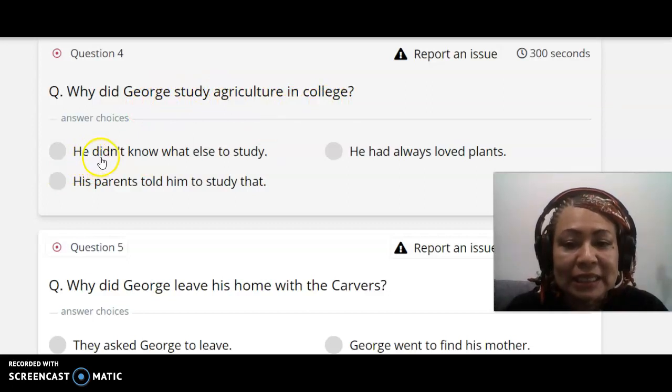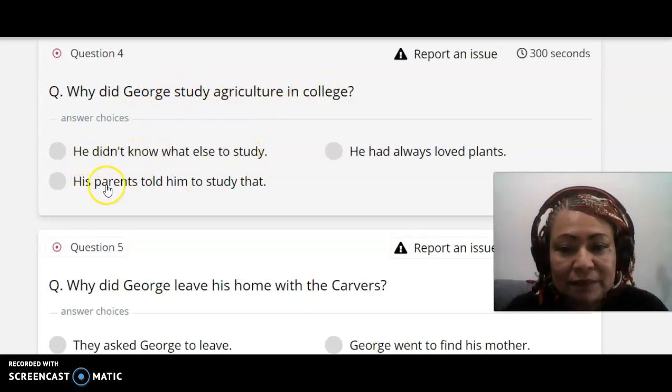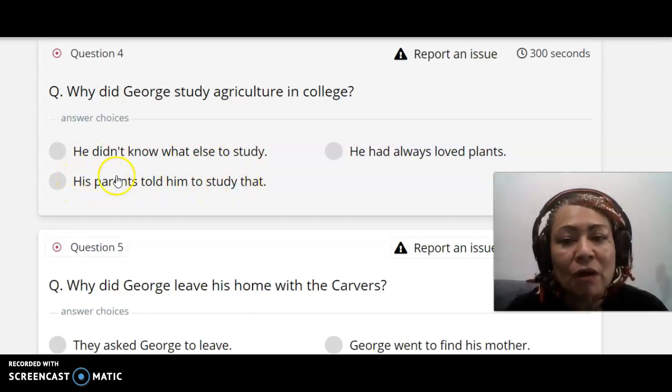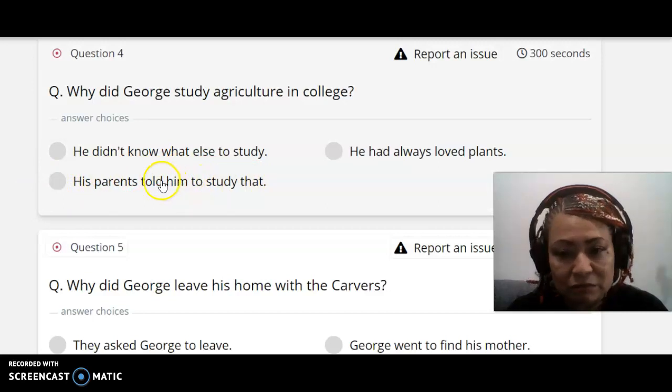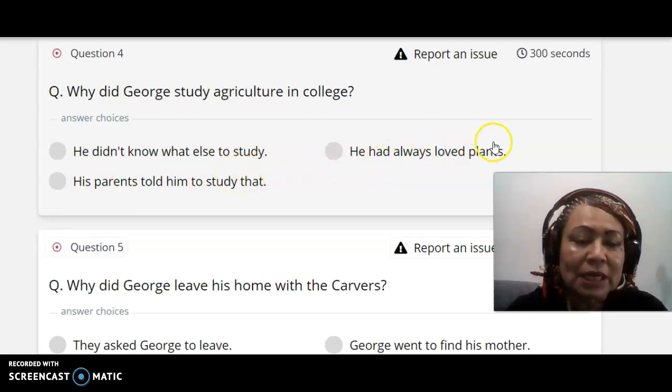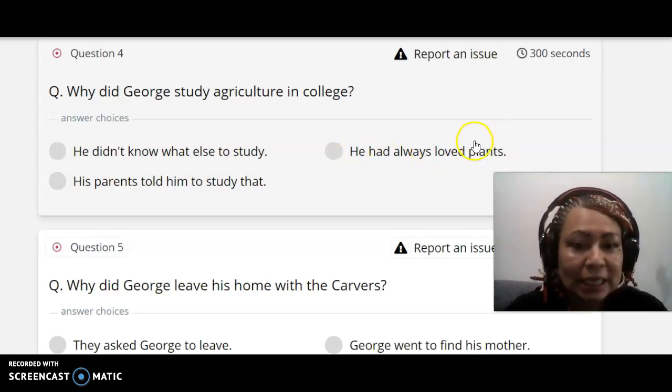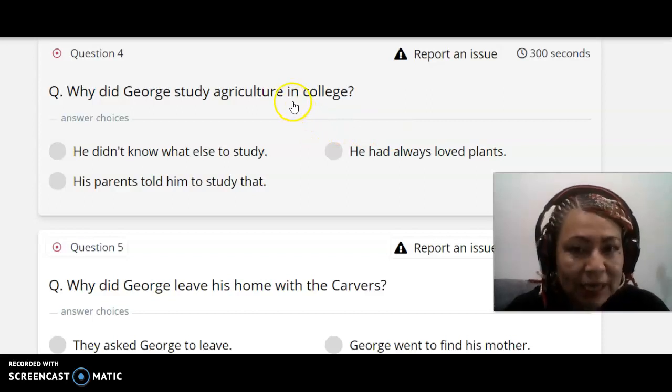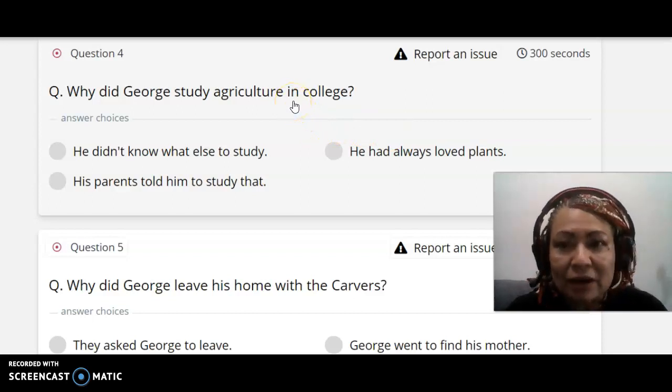Okay, let's see here. He didn't know what else to study. His parents told him to study that. This is wrong because George didn't have parents. His mother, we don't know what happened to his mother, and we don't know about his father, so that is not possible. And he had always loved plants. Yes, this is the best answer. He had always loved plants. We knew that. He loved plants, so that's why he went to study agriculture.